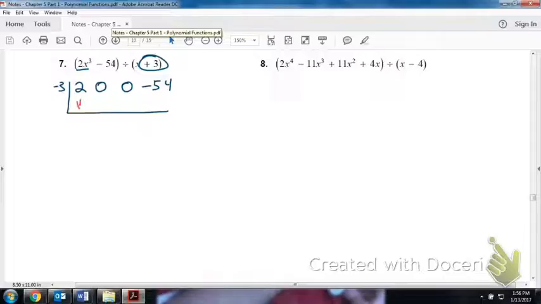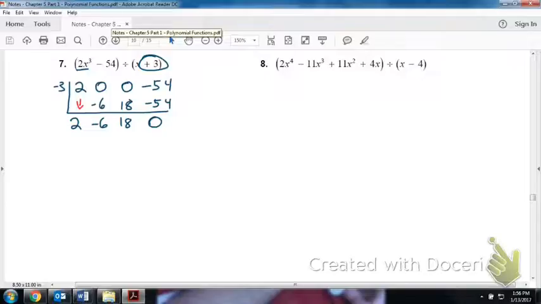So drop down the 2. We'll start with 2. 2 times negative 3 is negative 6. 0 plus negative 6 is negative 6. Negative 6 times negative 3 is positive 18. 0 plus 18 is 18. 18 times negative 3, believe it or not, is actually negative 54, which gives us 0. Right? And again, follow the pattern. We just multiply, add. Multiply, put it there, add. Multiply, put it there, add. And got 0 as a remainder.